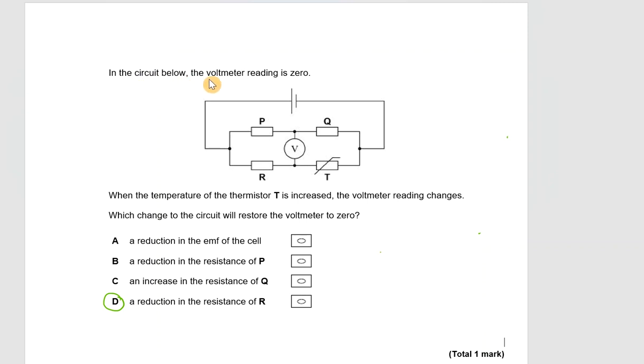In the circuit below, the voltmeter reading is 0. When the temperature of the thermistor increases, the voltmeter reading changes. Which change to the circuit will restore the voltmeter to 0?